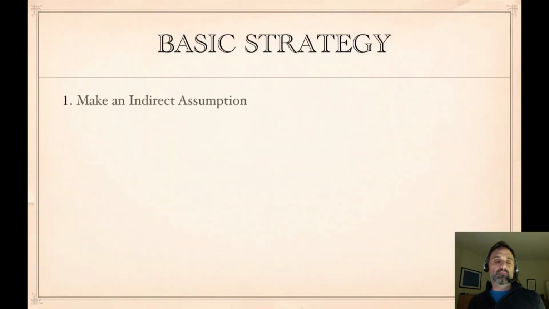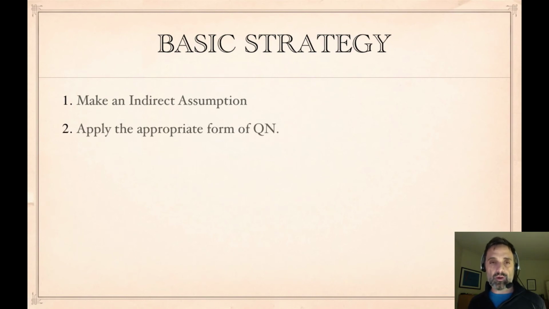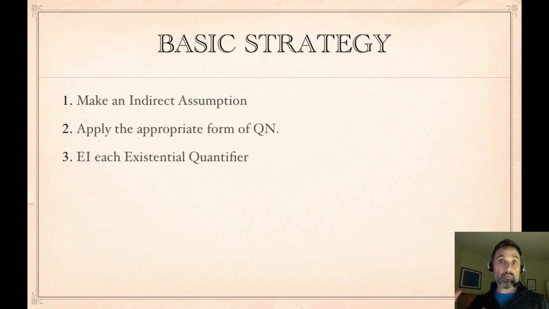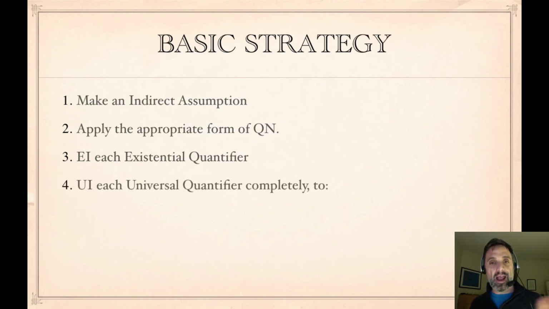So the first thing you're going to do is make an indirect assumption, and then you apply the appropriate form of QN. And that's the new setup of the overall derivation. And then the first thing you want to do after having done all that is EI with each existential quantifier. And then after having done that, UI each universal quantifier. And you may UI each universal quantifier to more than one thing. So you might apply UI to the same line more than once.